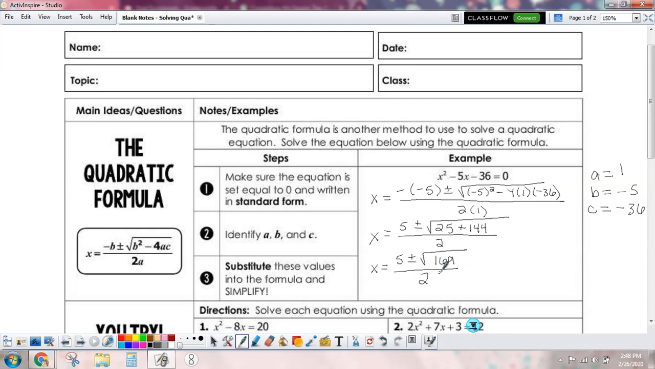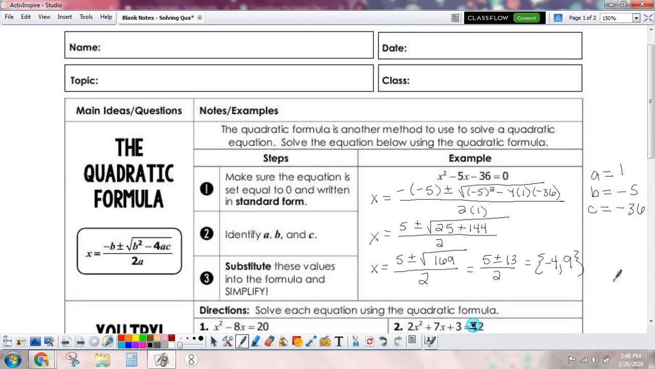And now I can go ahead and solve this. I know the square root of 169, that's a perfect square, so that's going to be equal to 13. So 5 plus or minus 13 divided by 2. Okay, and 5 minus 13, negative 8 divided by 2 is negative 4. And then 5 plus 13 is 18, divided by 2 is 9.